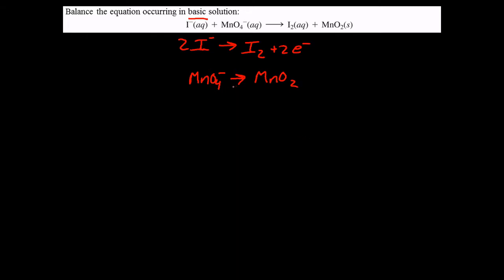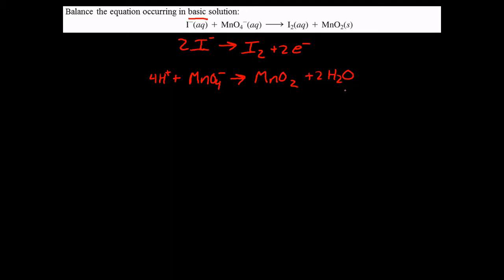Similar thing here with the manganese. So the manganese is already balanced. The oxygens are not. So we'll add 2 waters to the right side. So now our manganese and oxygen are balanced, but by adding the water, we've now messed up the hydrogens. So we have to add 4 H plus to the left so that we have 4 hydrogens to go with the 4 hydrogens we had in our water. So now the masses are balanced.